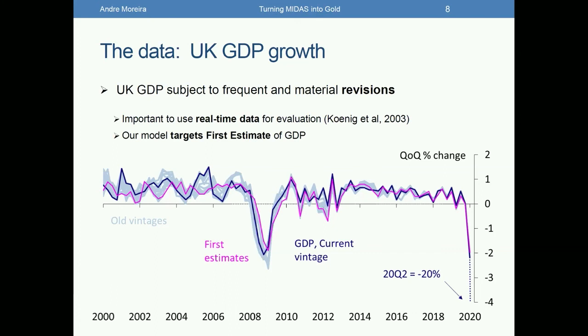There's literature on this, and when this is the case, it's quite important to use real-time data for your model evaluation. So all of the things that we're going to do from now on use full real-time data. So, the first estimates of quarterly GDP, but also for the right-hand side variables, we're going to be using at each point in time what was available at that time, before it got revised, potentially beyond recognition in some cases.